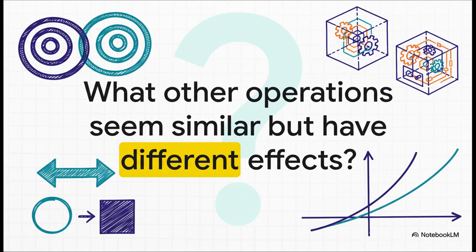And all this leaves us with a final, thought-provoking question to chew on. We've just seen that row operations affect the kernel and the image very differently. So what other mathematical concepts or operations out there seem almost identical when you first look at them, but are actually hiding fundamentally different consequences right under the surface? It's a great reminder to always dig a little deeper.